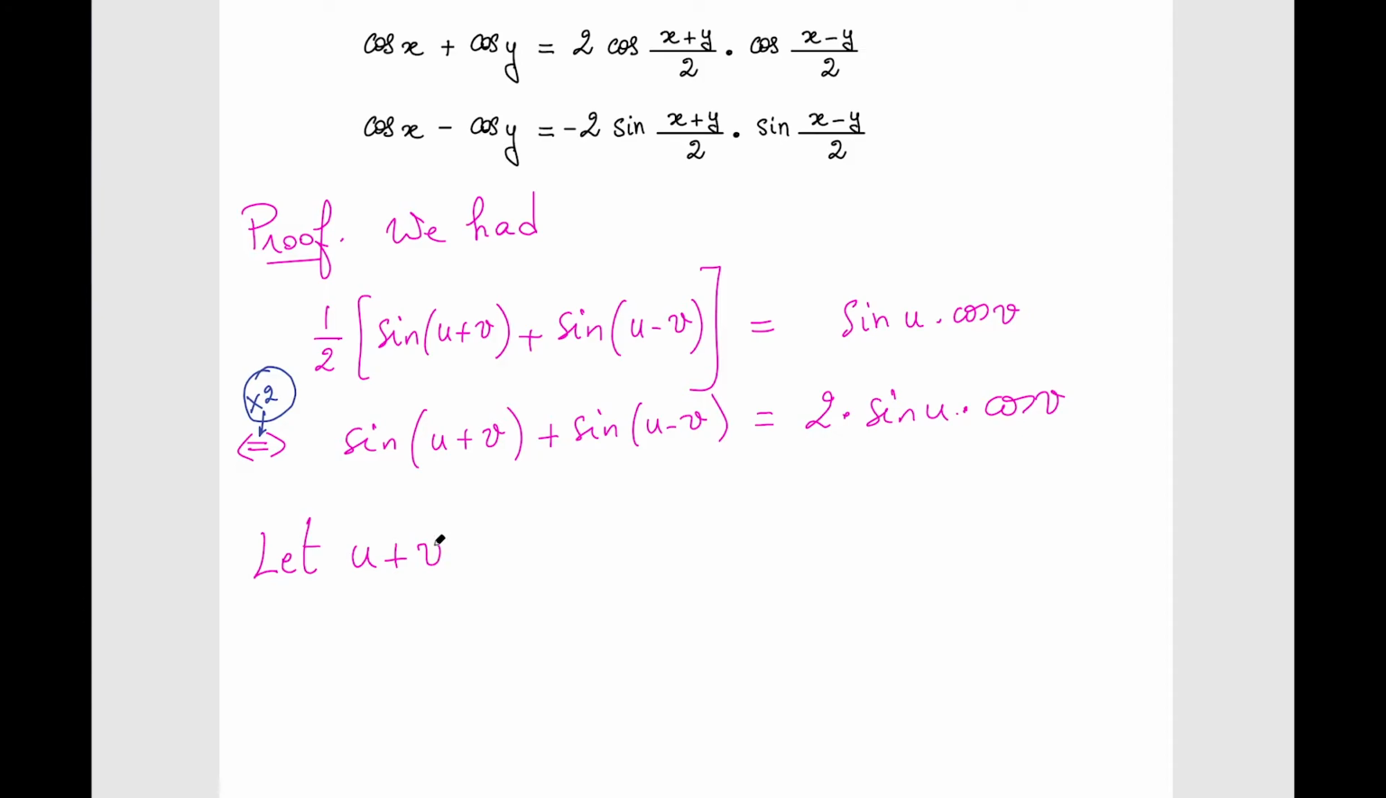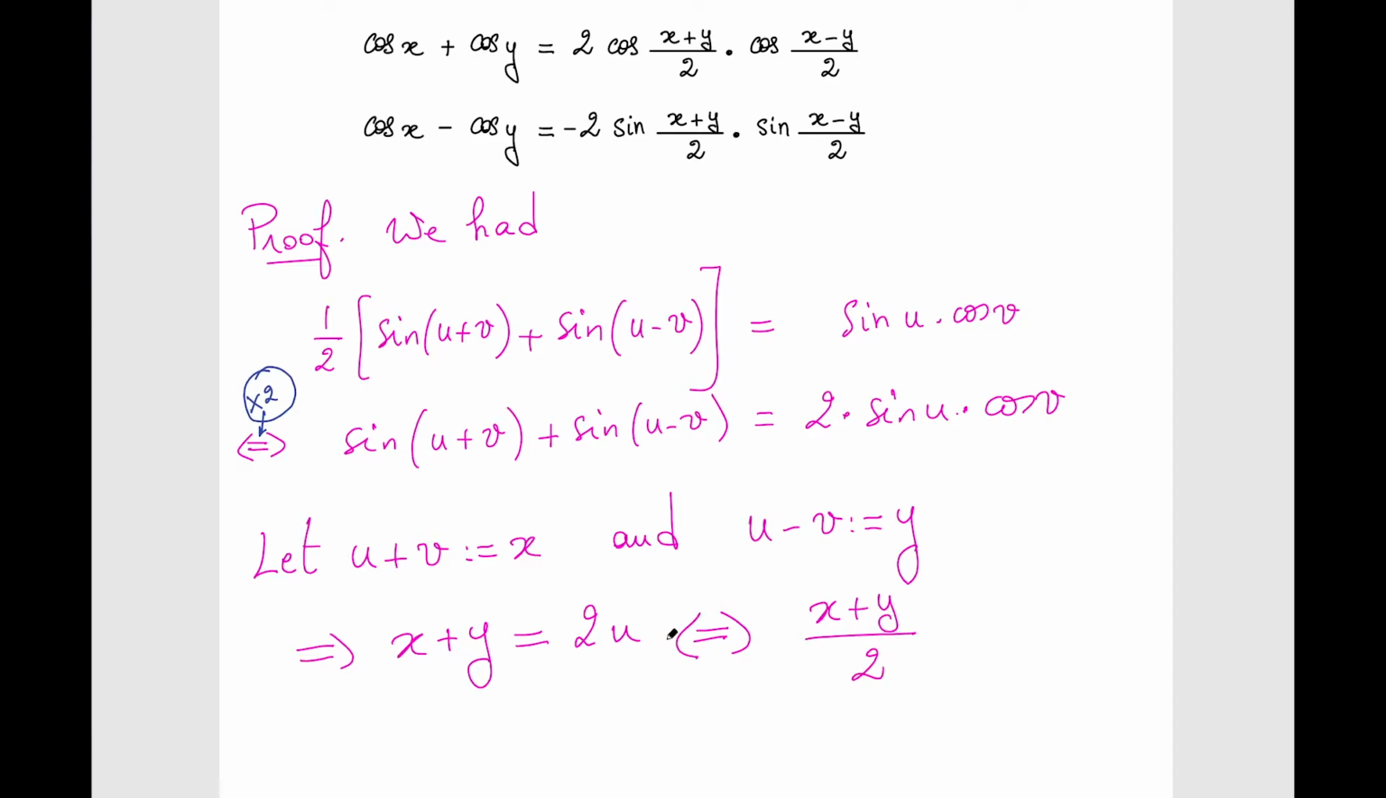So if we let u plus v be x and u minus v be y, what can you say about x plus y? Well, x is u plus v and y is u minus v. If you add them up, you get 2u, right? So what can you say about x plus y over 2? It's half of 2u, so it's going to be u. Correct?